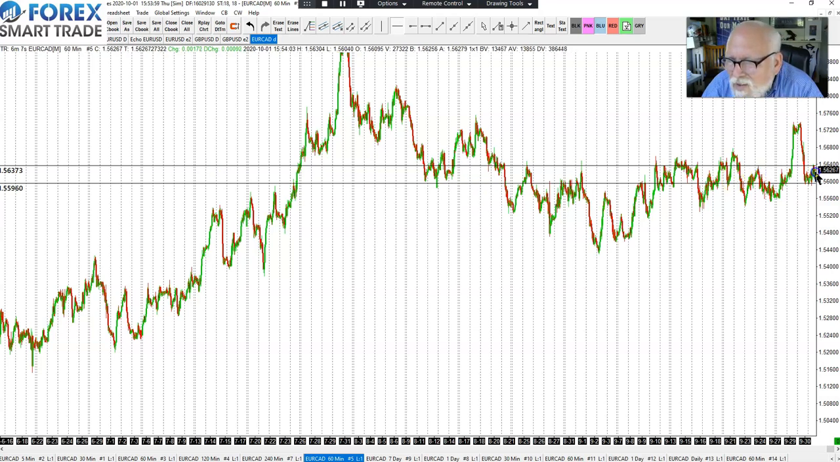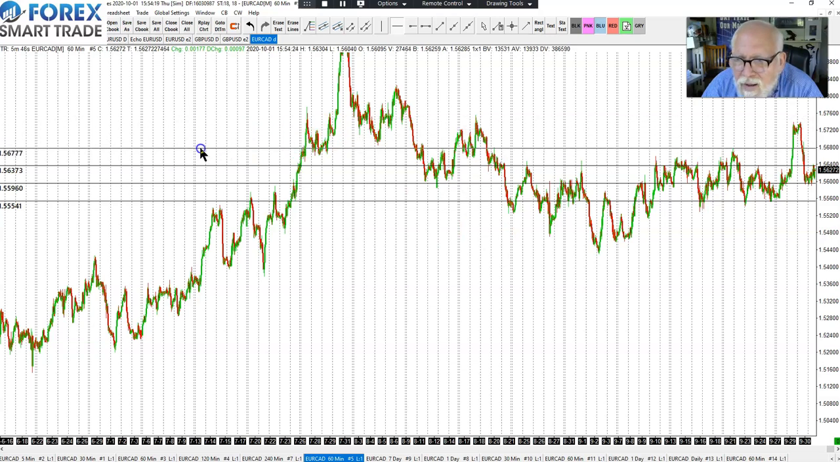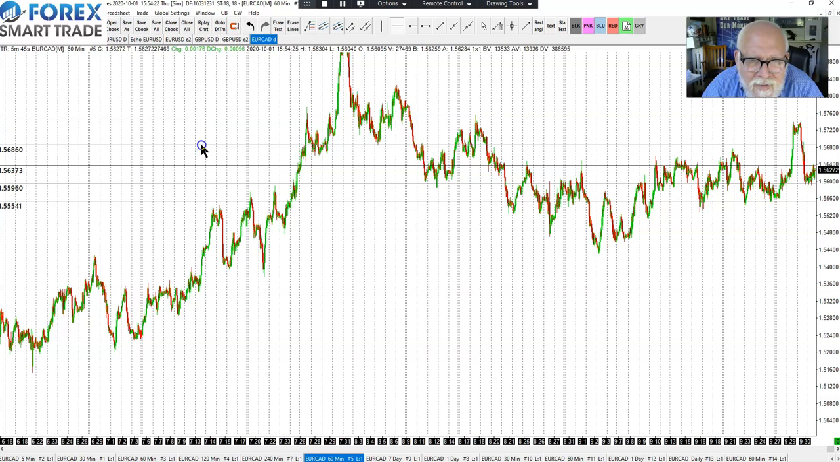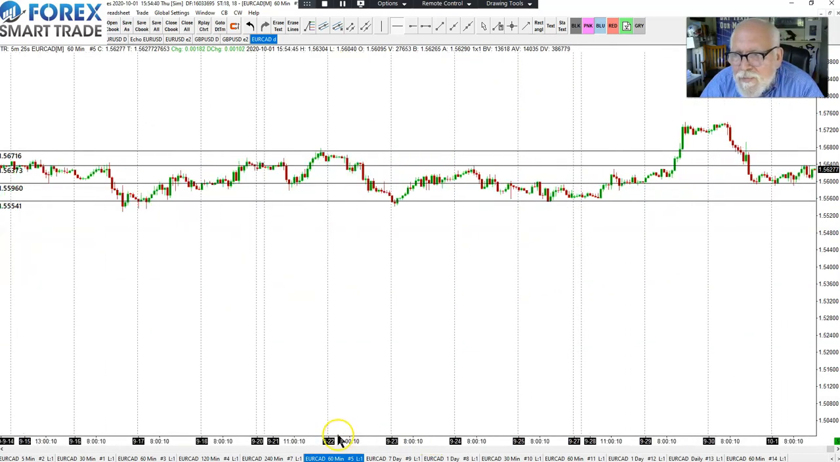I think right in here. So we're right at the top of a support. Right there, right in here. Let's do one below, and let's do one above. So we're right here, right in here. All right, so we've got some support and resistance in there.